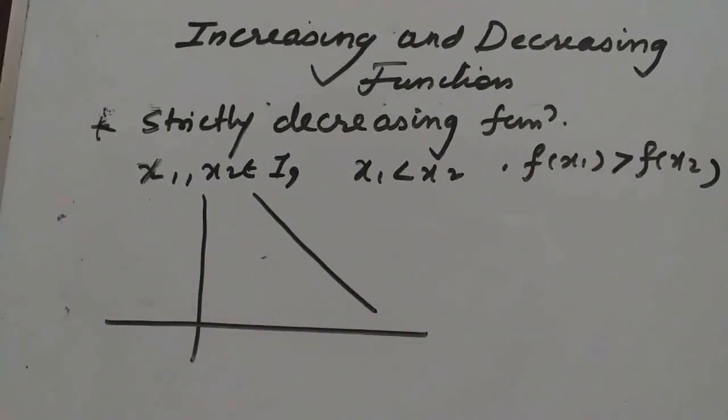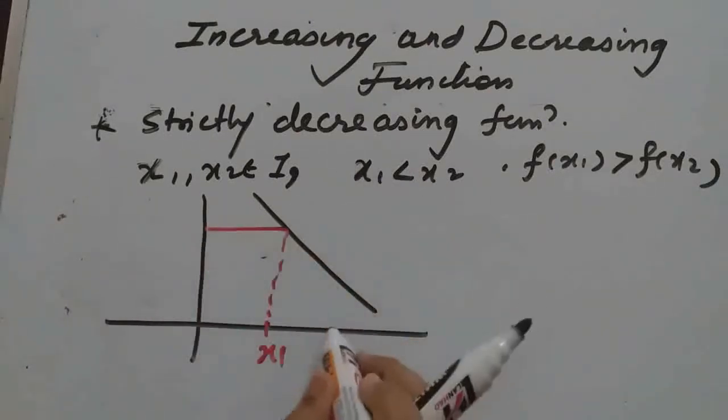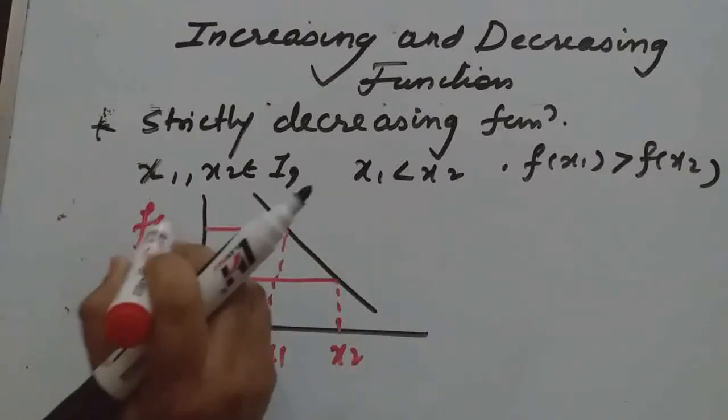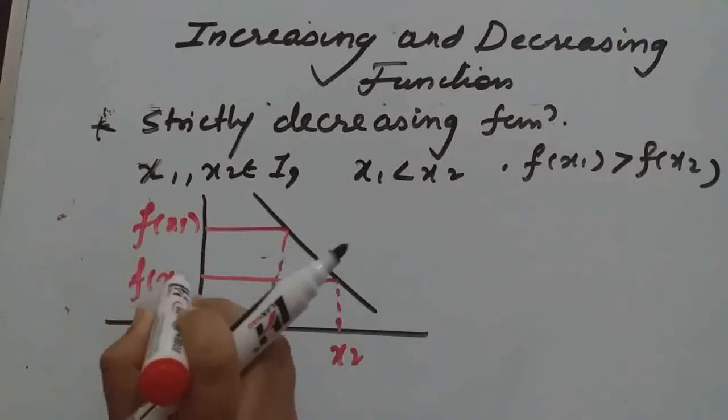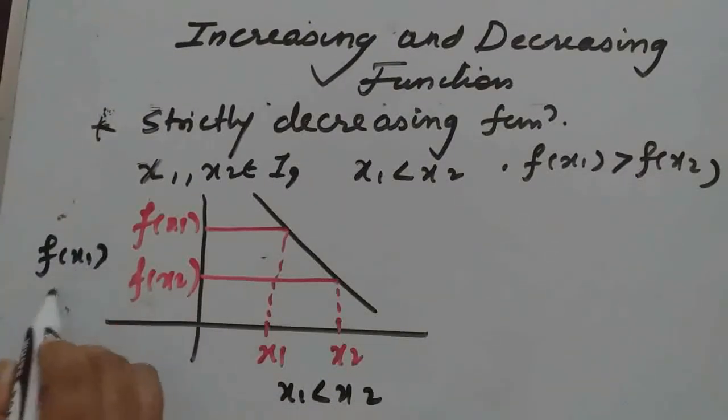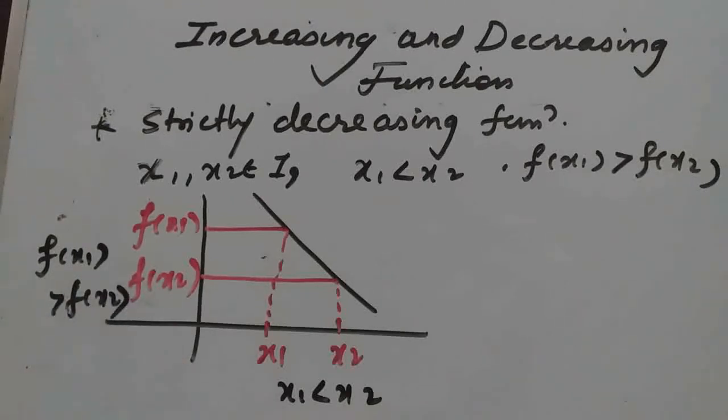So here if you check x1 and x2, this will be f of x1, this is f of x2. So clearly x1 is less than x2, but f of x1 is greater than f of x2. So this is the definition of strictly increasing, strictly decreasing and decreasing function. Okay, so this is the definition.